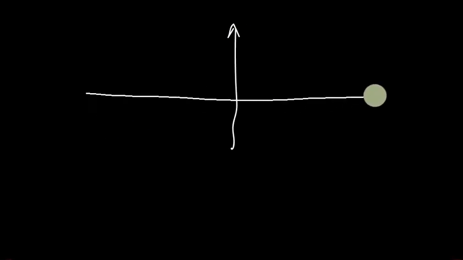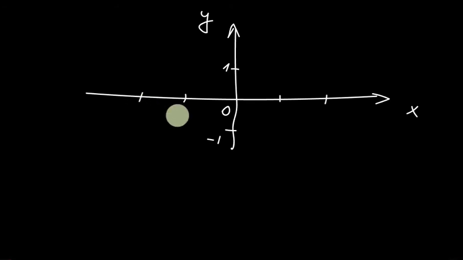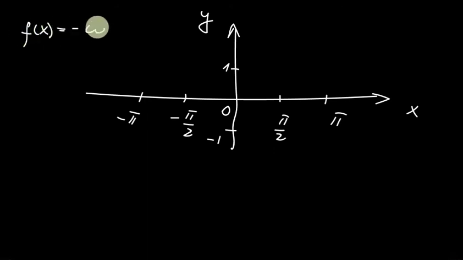So this is the x-axis, this is the y-axis, this is 0, this is 1, this is -1, this is minus pi over 2, this is pi over 2, this is pi, and this is minus pi. Now our function is minus cosine of x. So the graph looks like this.